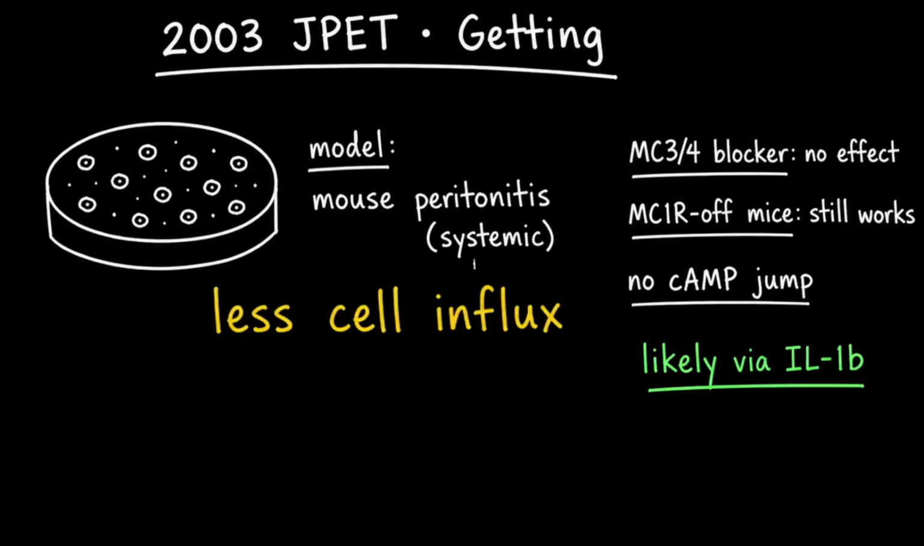And in macrophages, KPV did not raise cyclic AMP the way classic melanocortin signaling would. So these authors argued KPV more likely acts by interfering with interleukin-1 beta, which is an inflammatory signal, rather than by flipping a pigment receptor.